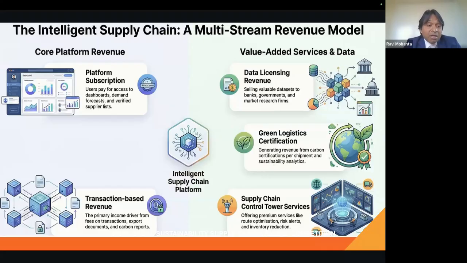Data licensing: reliable operation data to assess SMEs' creditworthiness. We'll sell this data to banks, governments, and market research firms. Green logistics certifications: revenue generated from carbon certification, SME sustainability badges, and CO2 reduction analytics. Supply chain control tower services offer premium capabilities such as route optimizations, inventory reductions, real-time resource alerts, and automated traffic classifications. Then comes the savings part.